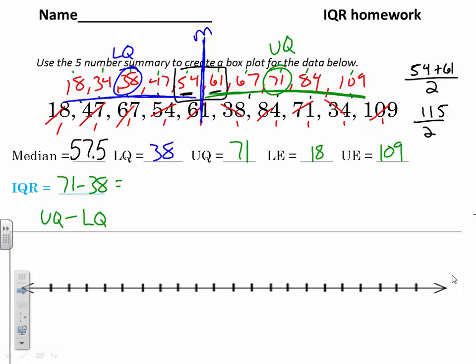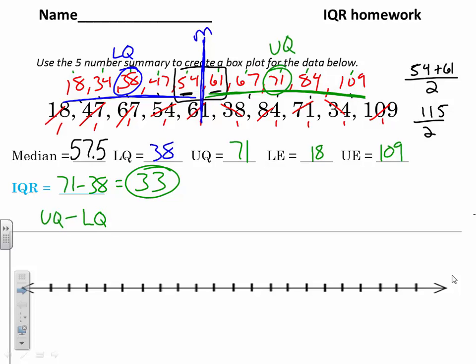And 71 minus 38 is 33. So our IQR in this case is 33. So that's kind of the math that we've been working on. So now we want to graph this thing. So I've got to go from 18 up to 109.